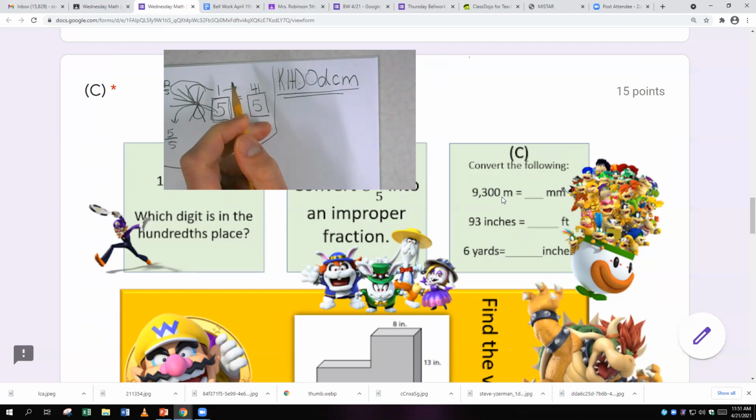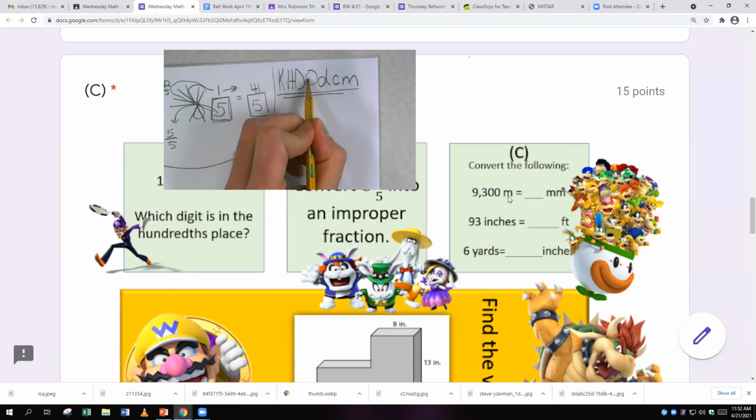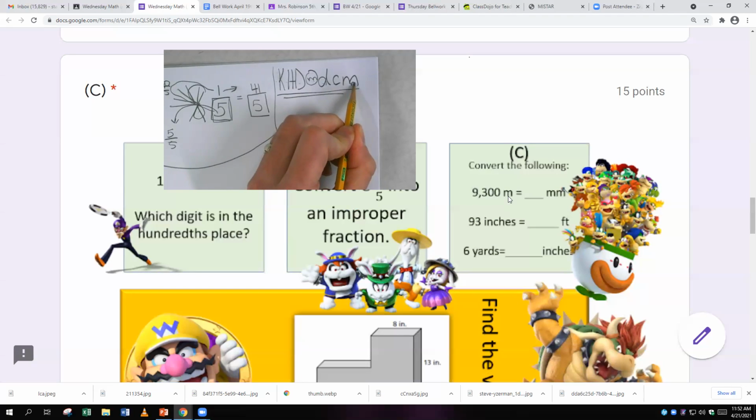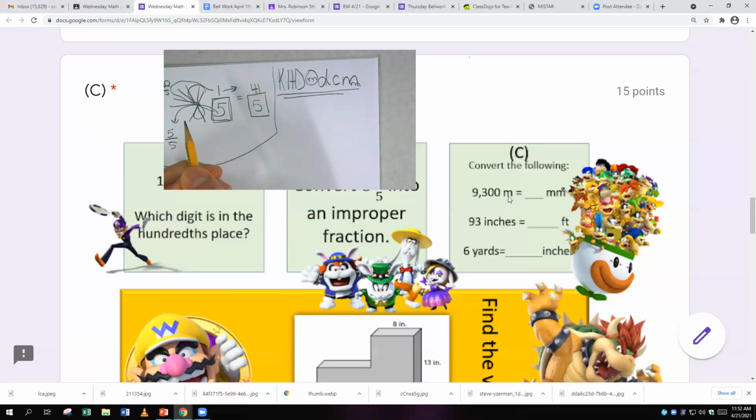Now, the second hardest part is not thinking that this M is this M. It's not. This M stands for milli. So this stands for meters. So that means our base is meters and we're going to move to millimeters, right? So we're starting here. How do you know we're starting there? Well, we know we're starting here because this is what we have. We have 9,300 of these bad boys. And we're going to move it to millimeters.